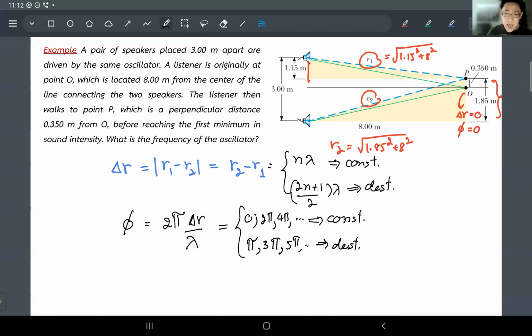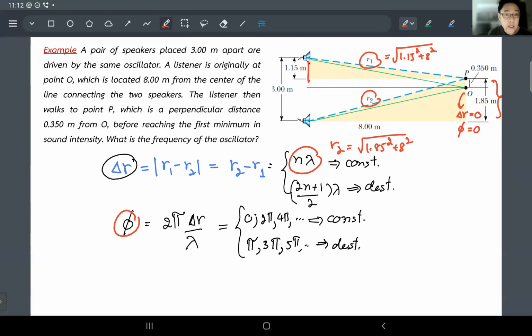So in our case, we are definitely going to be able to calculate delta R. So just take the delta R, and if you want to compare with the wavelength, that can be done. Or if you want to multiply by 2 pi over wavelength, you will get the phi. Up to you. Okay.